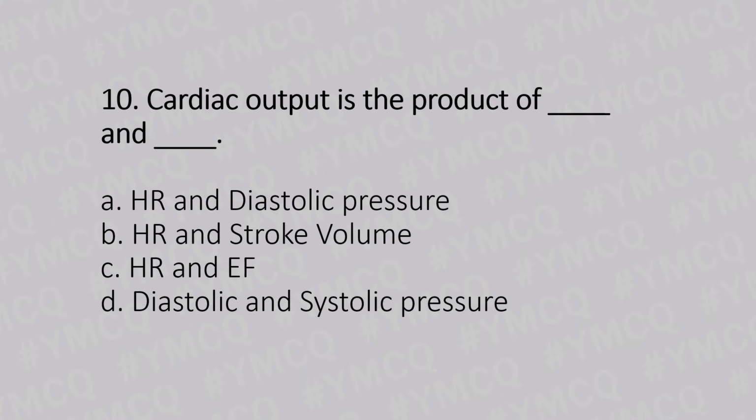Cardiac output is the product of dash and dash. Option A, HR and diastolic pressure. Option B, HR and heart stroke volume. Option C, HR and EF. Option D, diastolic and systolic pressure. And the answer is option B, heart rate and stroke volume. Moving to our 11th question.